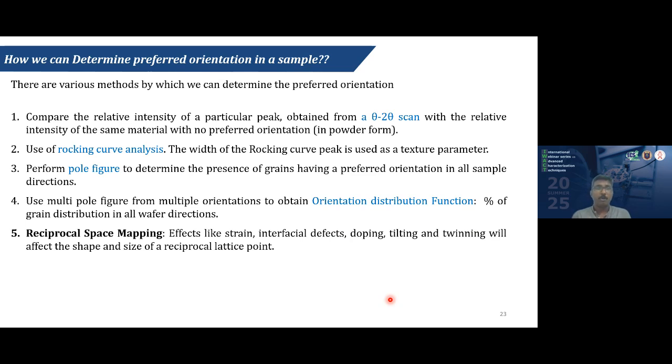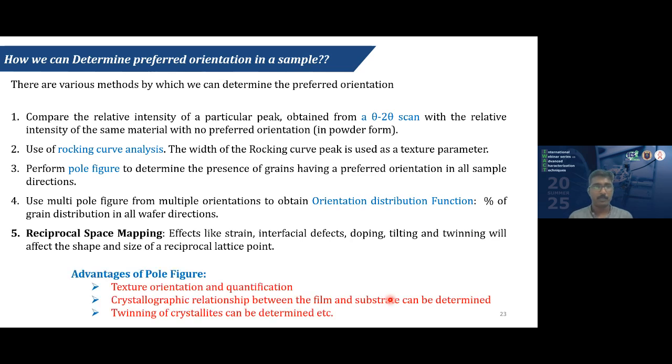So what are the advantages of using the pole figure among these methods? In the case of a pole figure, we can directly determine the texture orientation, and if we want, we can also quantify it. There are several simulation software packages available. And in the case of a pole figure, we can study the crystallographic orientation between the film and the substrate. If we are studying a multi-layered structure, we can also study the orientation between the films, or between the film and the substrate. And we can even determine the twinning or tilting in the thin films easily in the pole figure analysis.